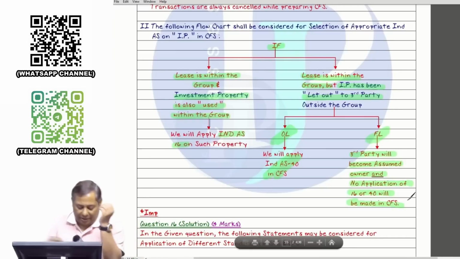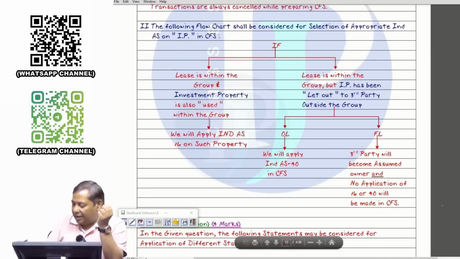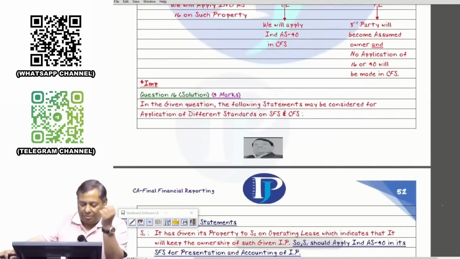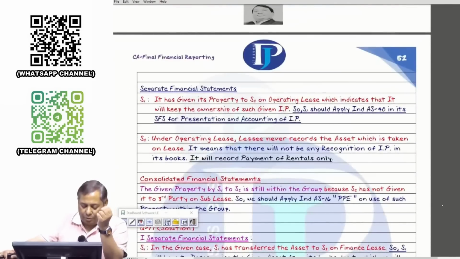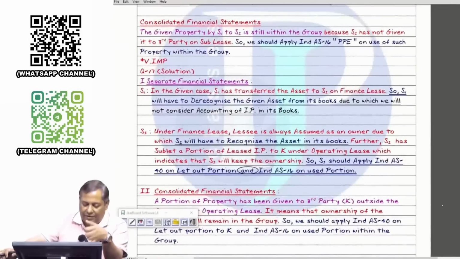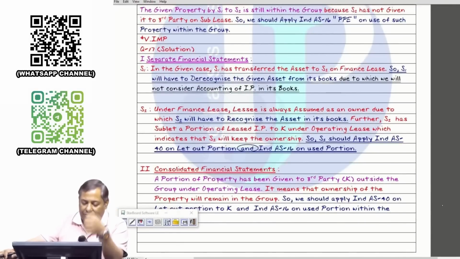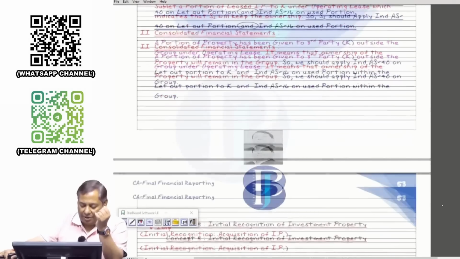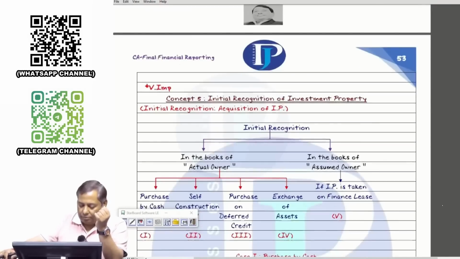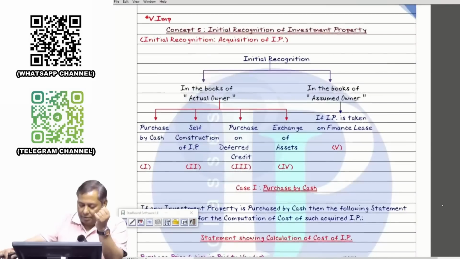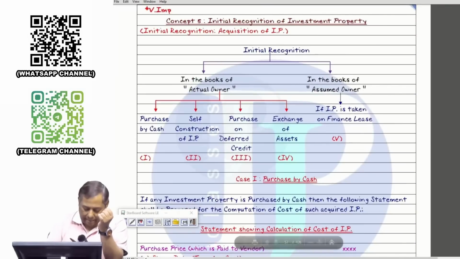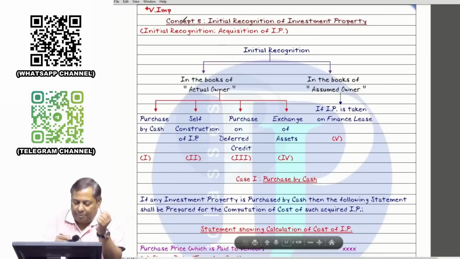This concept was explained to you. It was not just a story. I did question number 16 on this and got notes written on it. Then I dictated notes of 17. About what will happen in HFS and CFS, everything is explained to you in detail. Then we had come to the next concept.